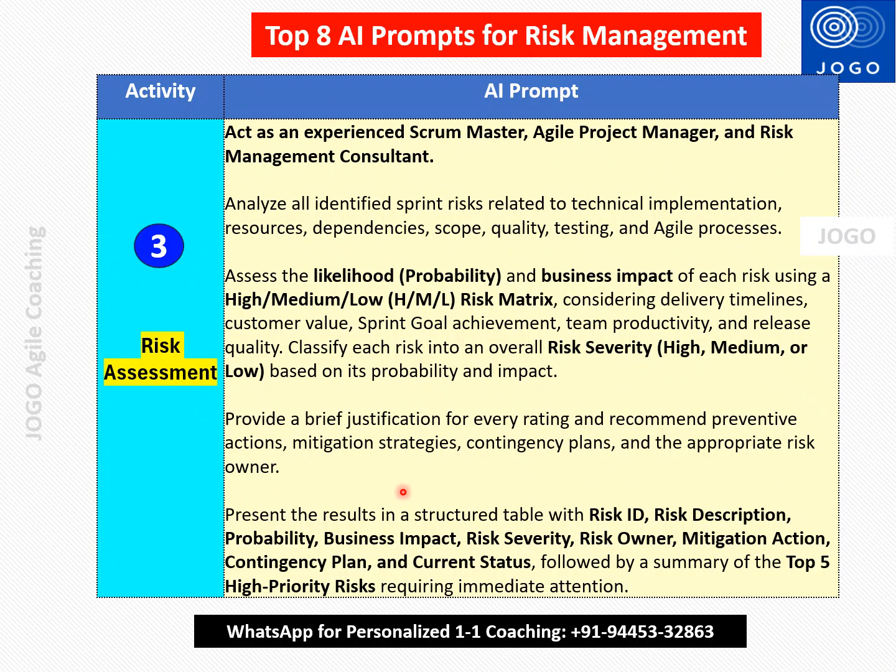Present the result in a structured table with risk ID, risk description, probability, business impact, risk severity, etc. So that we can take the top 5 high risk items that are prioritized based on the severity, and we can work on it. So if we have 20 risks, this AI prompt will give the high severity risks based on the probability and the impacts that are calculated based on the data provided. So this is the third prompt you can use to assess the risk in the overall sprint. Hope this is clear and helpful.